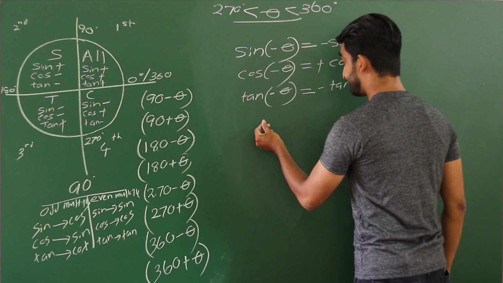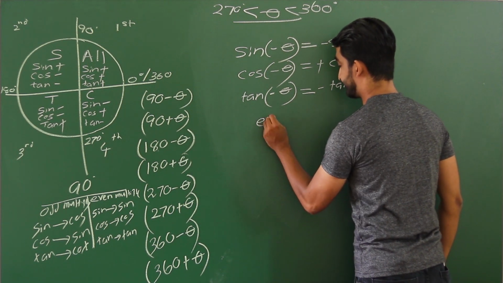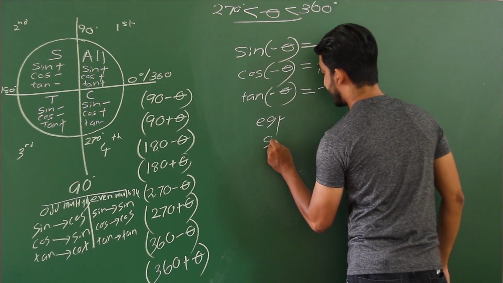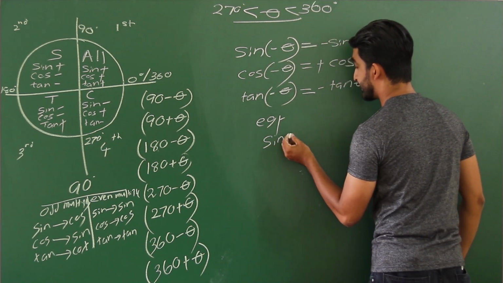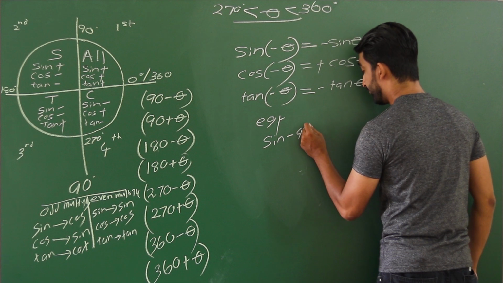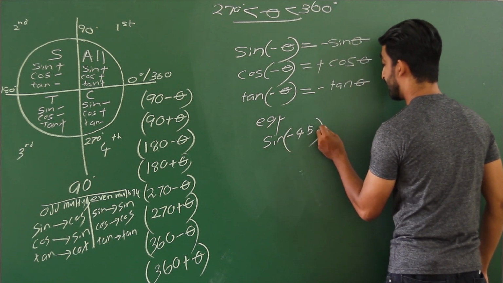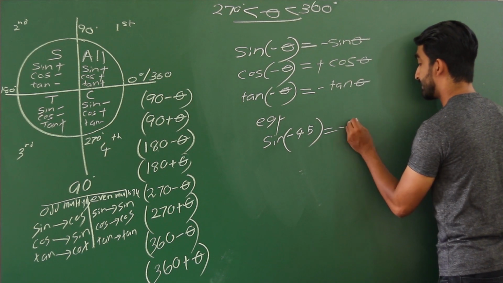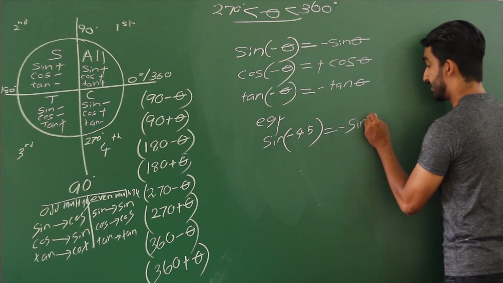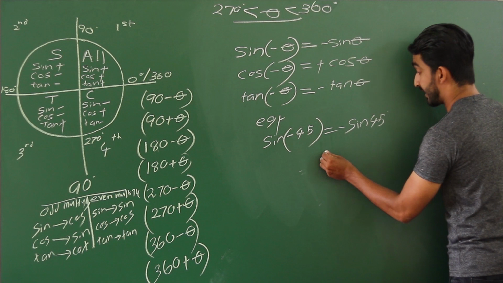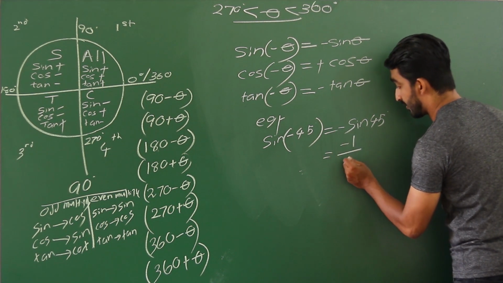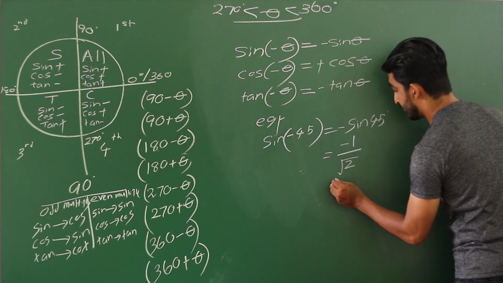An example, let's say sine minus 45 degrees, sine minus theta is minus sine theta. So this is minus sine 45 degrees, and sine 45 degrees is 1 over root 2, in front of this minus, so minus 1 over root 2.